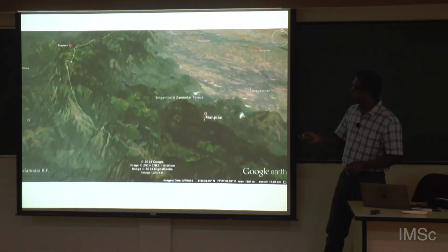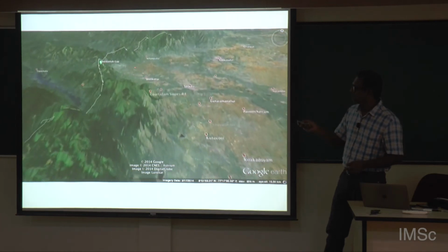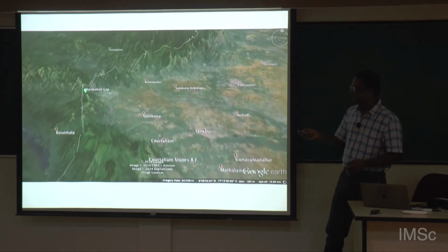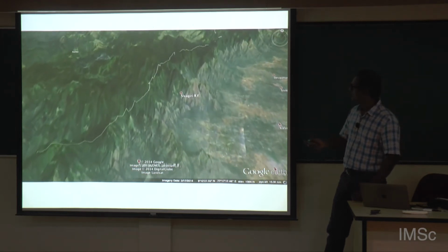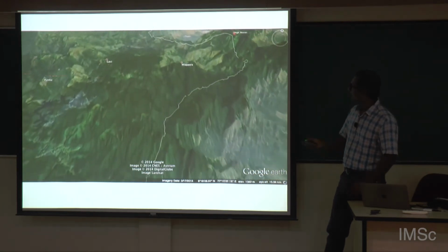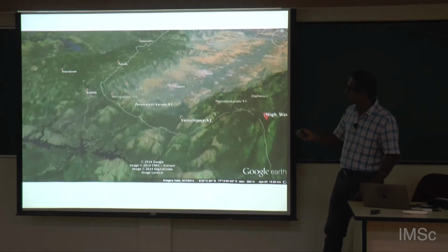But this is Agastya Malay, it's what it's called. This is the Shenkota Gap. There is a narrow valley and a gap there. You can see the dry, low elevation habitats here. And this is the High Wavies, Meghamalai Wildlife Sanctuary is there.